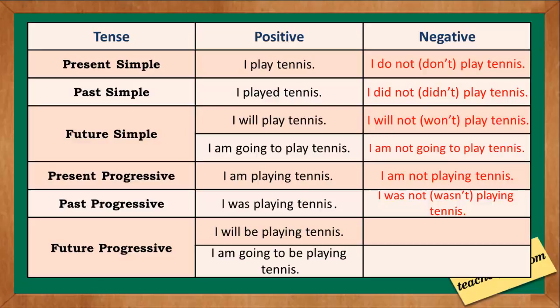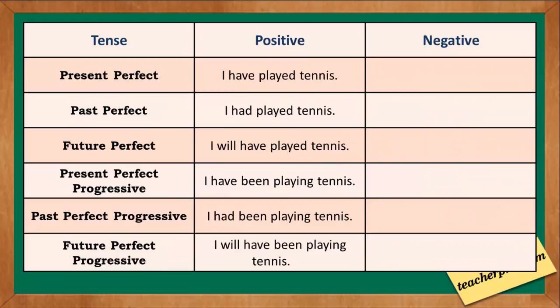For the future progressive, we have I will be playing tennis. Its negative is I will not or won't be playing tennis. Another one, I'm going to be playing tennis. Its negative is I am not going to be playing tennis.